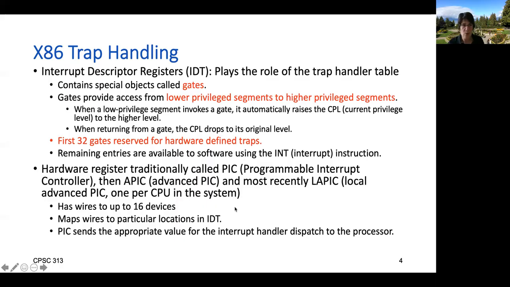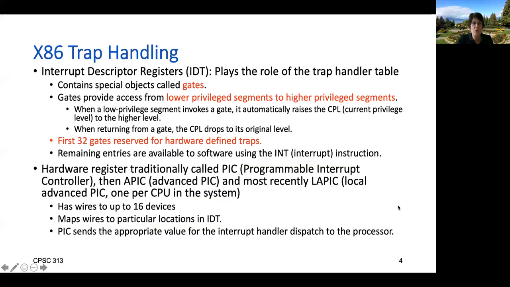So I said these are hardware registers in the processor. They have evolved over time. Initially they were called programmable interrupt controllers, or PICs. Then we got advanced PICs, APICs. And the most recent ones are called local advanced PICs because we have multiple of them, because we need one for each CPU in the system. Okay, and so each one of these sets of gates has wires that you can hook up to 16 different devices.